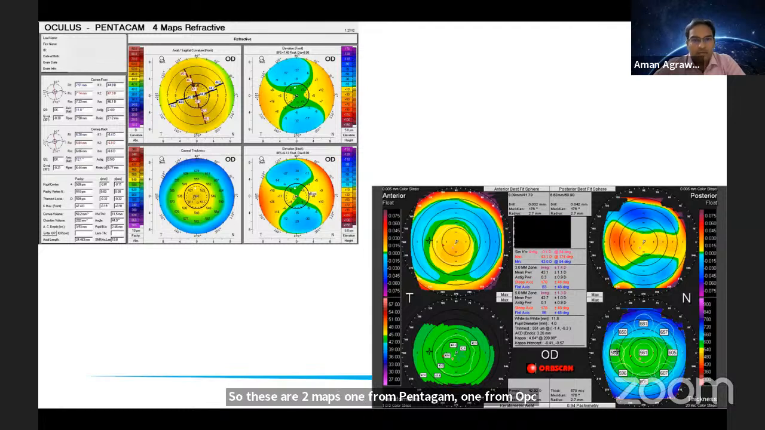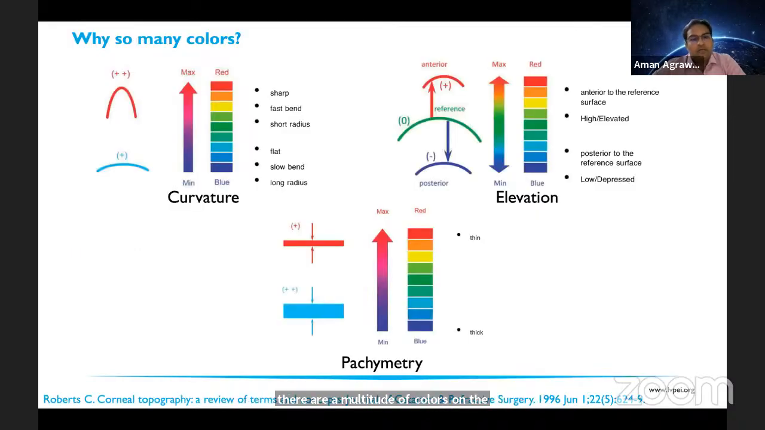So we see that there are a multitude of colors on the output. So what do these colors mean? So on the curvature map, the hotter colors represent steeper parts of the cornea.